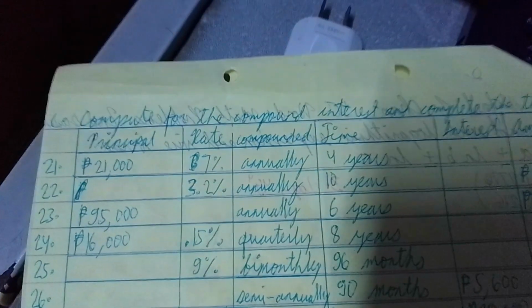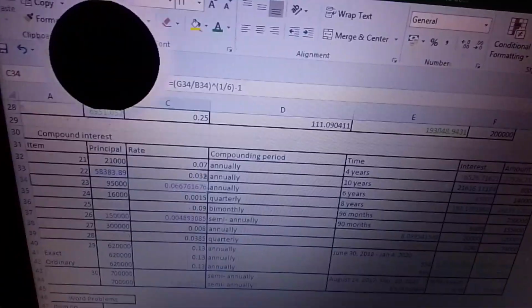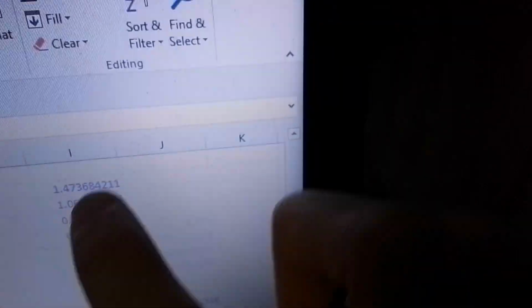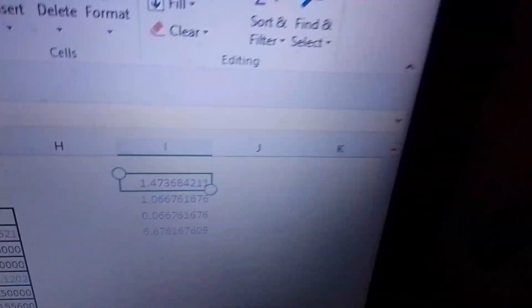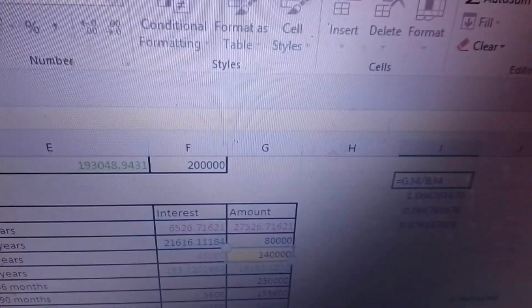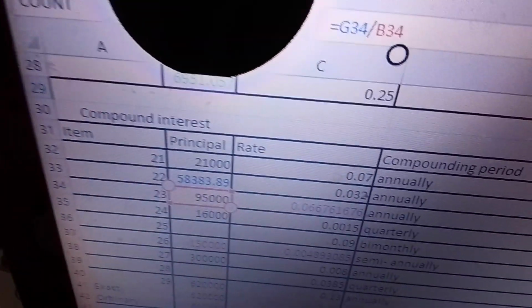For the third answer, we're supposed to get the rate, and the rate is supposed to be 6.6%. Here's how I did it, step by step. First, I got the 1.47 because of this: the future value divided by the present value. You can see the highlighted part, that's the one I did. And therefore, it gives me this.